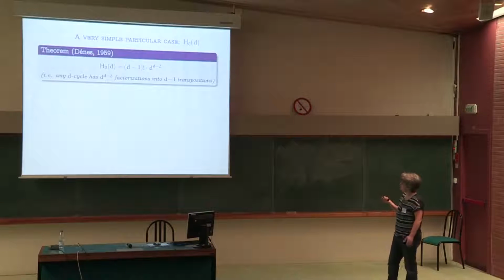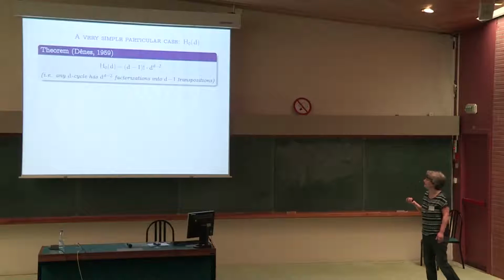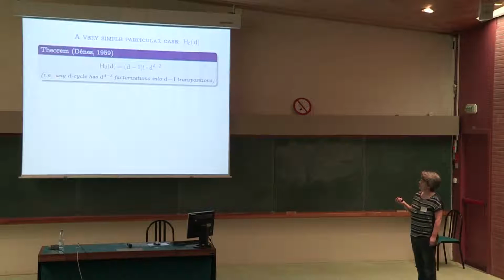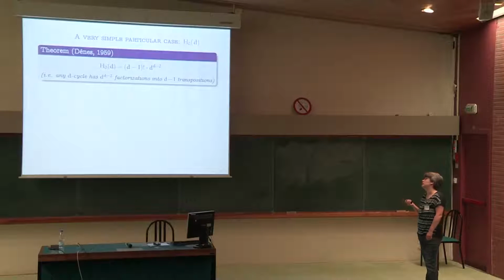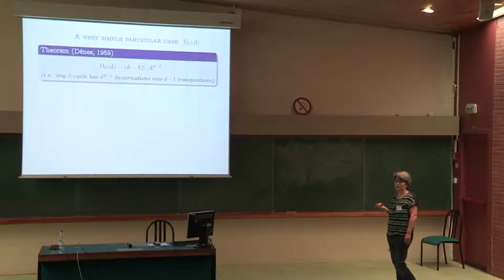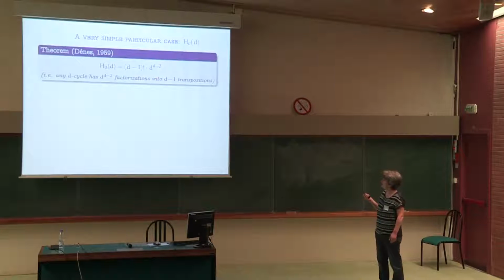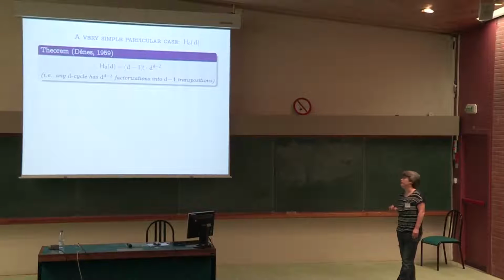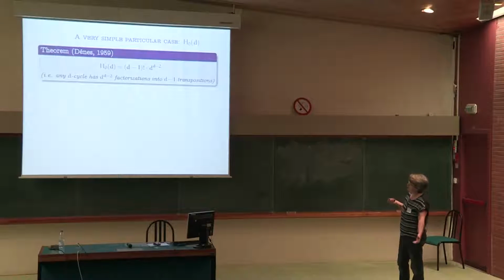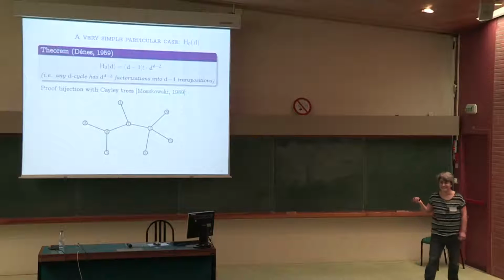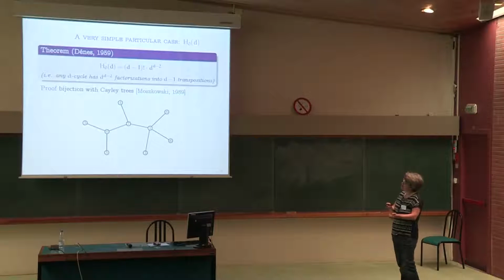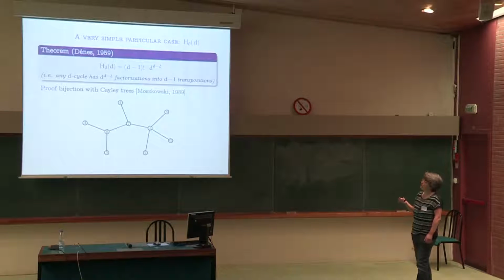So this must be, according to the formula, the number of all factorizations of all d-cycles into d minus 1 transpositions. This factor, d minus 1 factorial, is precisely the number of d-cycles. This means that any d-cycle must have d to the d minus 2 factorizations, which is the number of Cayley trees. So what I want, but someone found it for me, is a direct bijection between the factorizations of one precise d-cycle, say 1, 2, 3, to d, with Cayley trees.